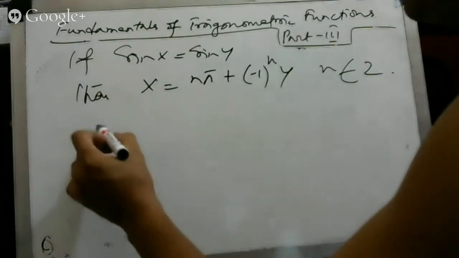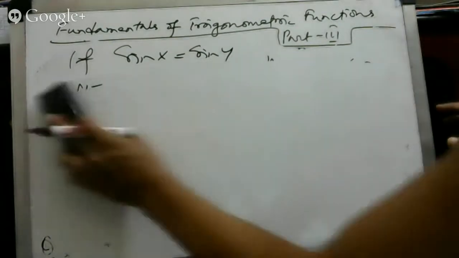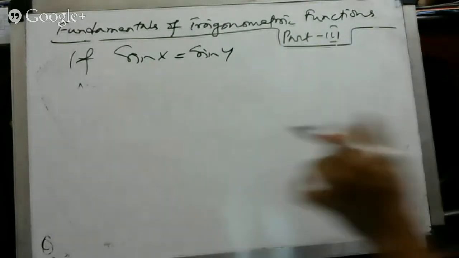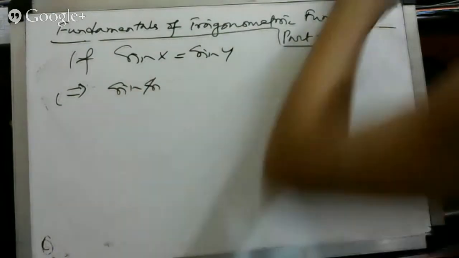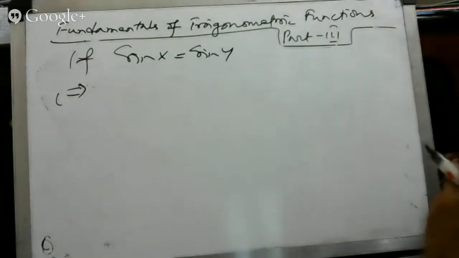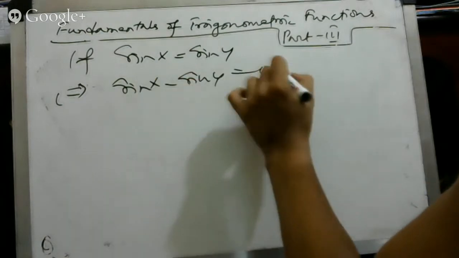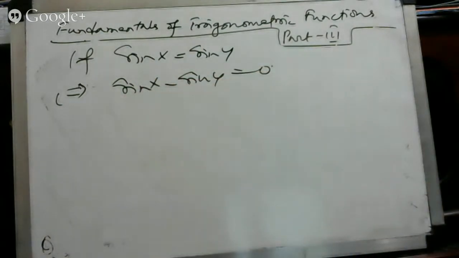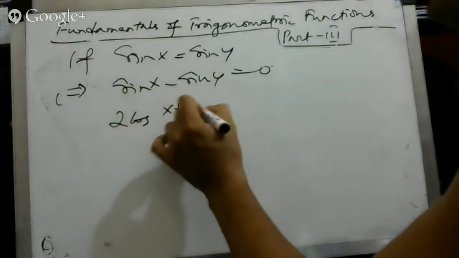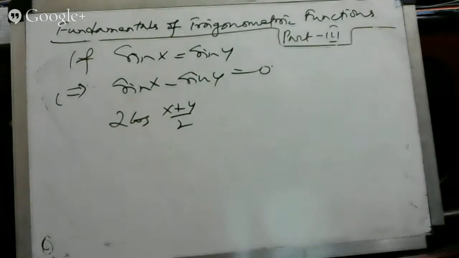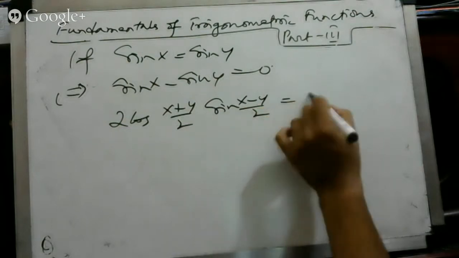So we are given, let's try to prove this. If sin x is equal to sin y, which implies that sin x minus sin y equal to 0. Here we'll put the formula of sin a minus sin b, which is 2 cos of (x plus y) divided by 2 and sine of (x minus y) divided by 2 is equal to 0.